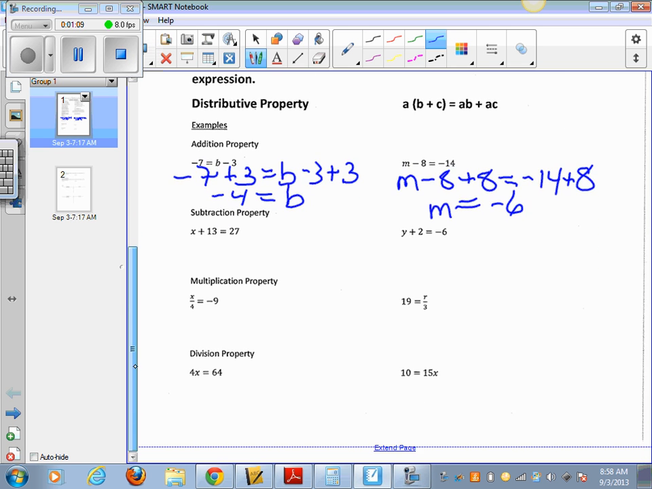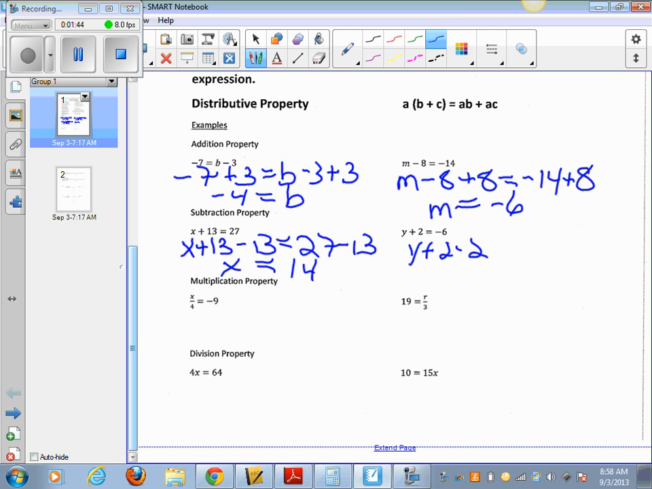Our subtraction property is the same thing, but this time it tells us that if we subtract something from both sides of an equation that we know is true, then our new equation is still true. So this time we're going to subtract 13 from both sides of the equation, and our 13's cancel out. So we have x equals 27 minus 13 is 14. If we do it over here, this time we're going to subtract 2 from both sides. We get y equals -8.